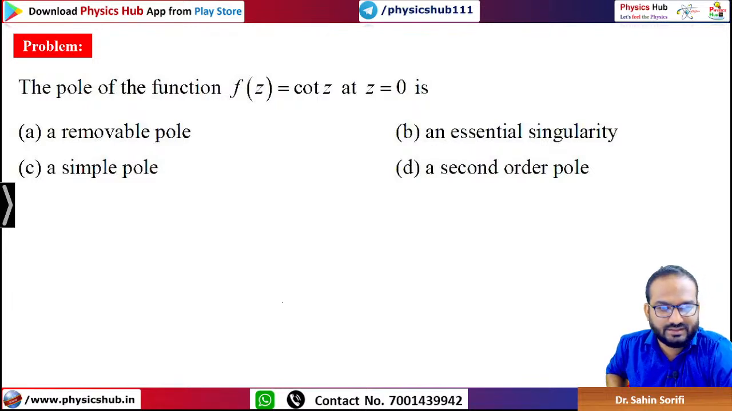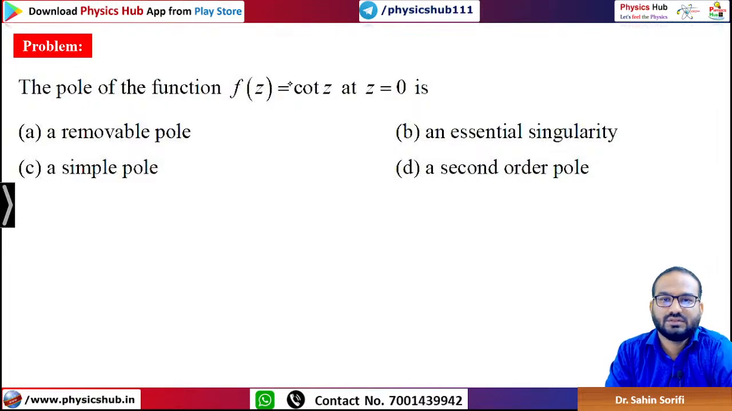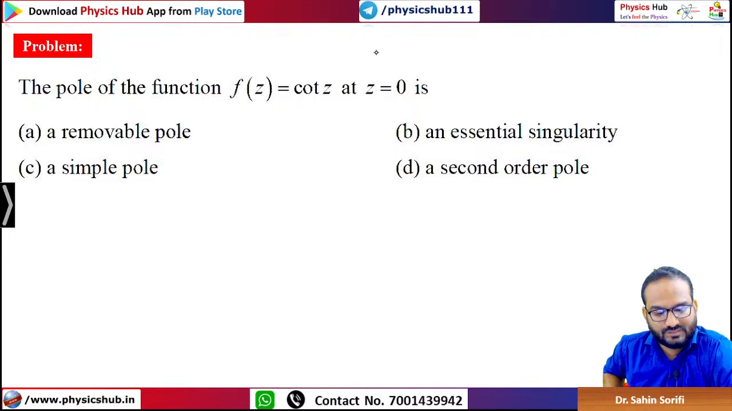B, essential singularity. It is not cos, it is cot. Cot we have. So cot you can represent as cos by sine. So if you set sine z equals to 0, are you getting an essential singularity? Do it carefully. Not an essential singularity.